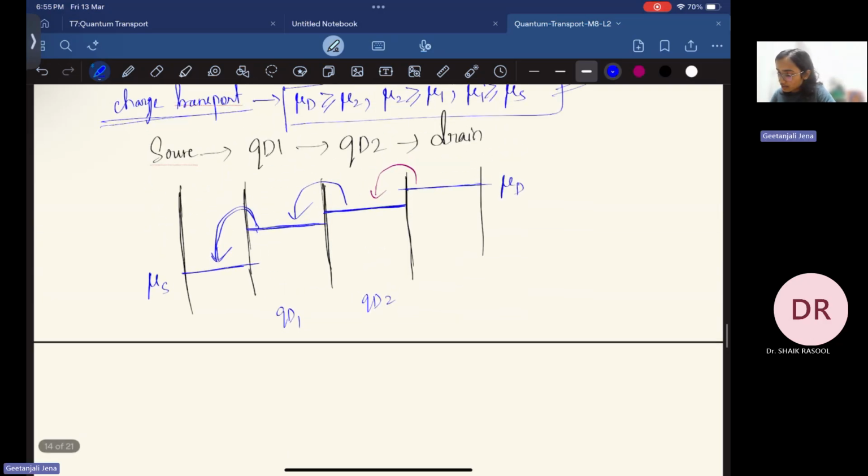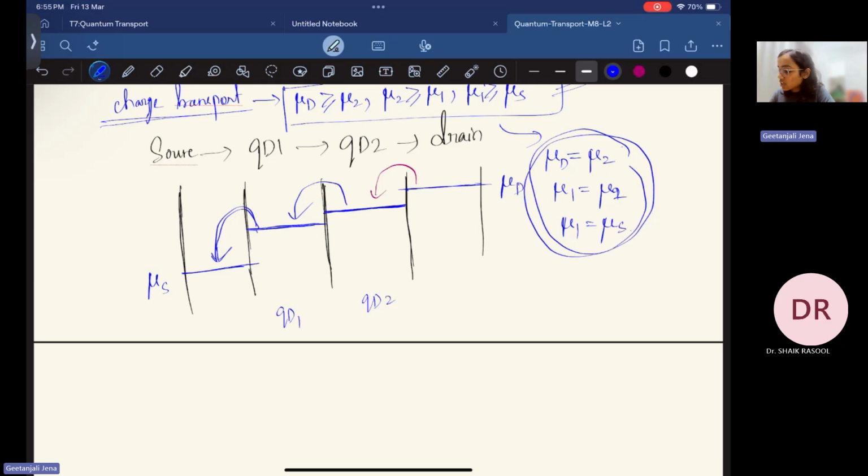And the limiting case is that if you find out what is the limiting case for this, so limiting case is the case where mu d is equal to mu 2, mu 1 is equal to mu 2, and mu 1 is equal to mu s. So now let us see what is the region in the charge stability diagram which satisfies this limiting condition. And if we find out the area which is covered by this limiting condition, that means we will be able to see the region where we can see the charge transfer.